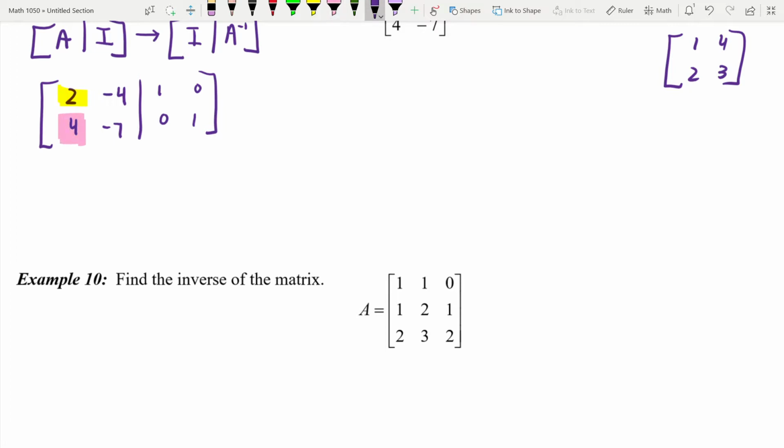Thank heavens it's easy because I can turn the 2 into a -4 paired up with a +4 and I've got my 0. So I'm going to go -2 times row 1 added to row 2 becomes my new row 2. So row 1 doesn't change.